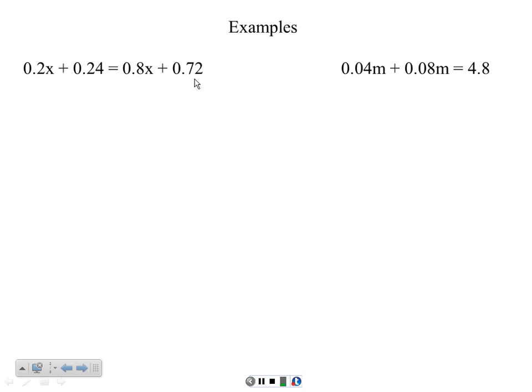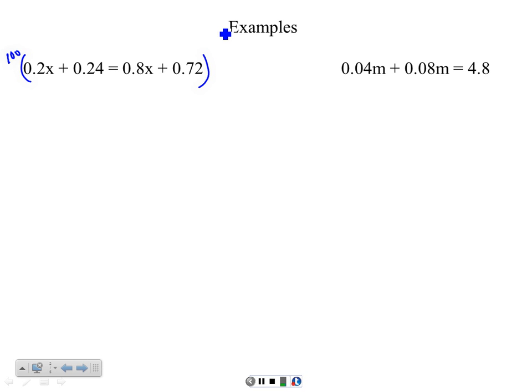So with this particular problem, I have a place value term that's to the tenth, a place value term that's to the hundredth, and a place value that's to the tenth, and a place value that's to the hundredth. So to get rid of the decimals, you need to multiply by the highest place value, which we said was the hundredths. So I'm going to multiply every one of these by 100.